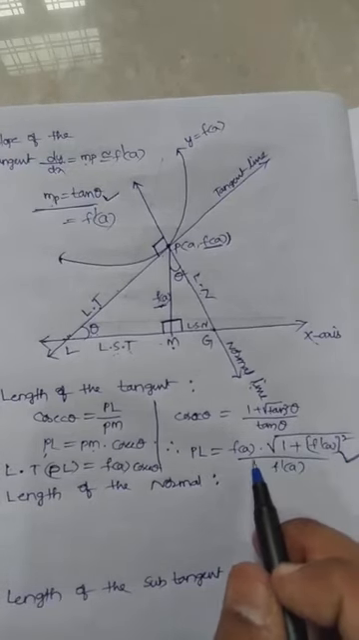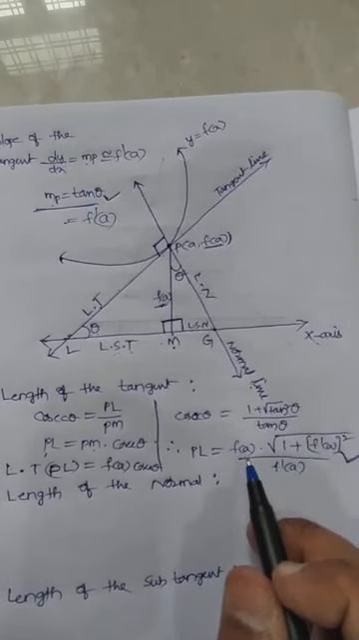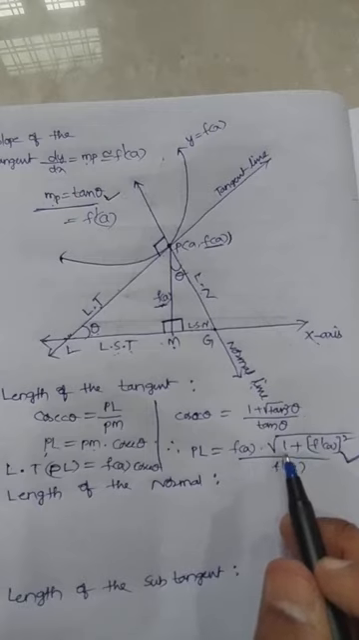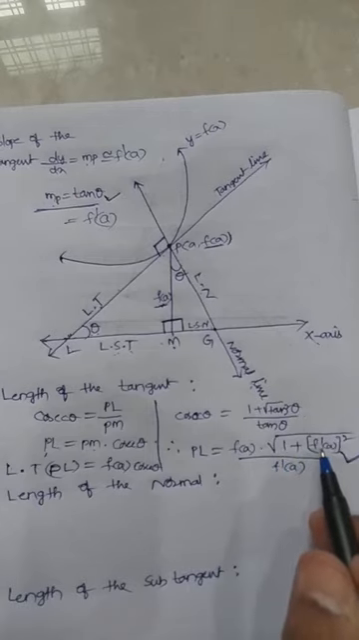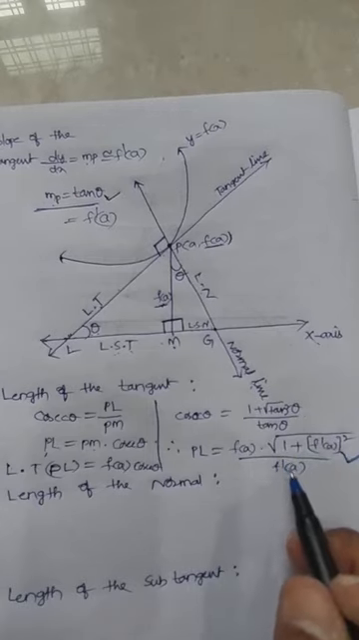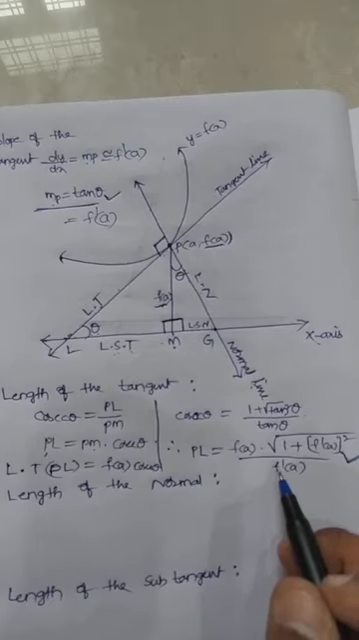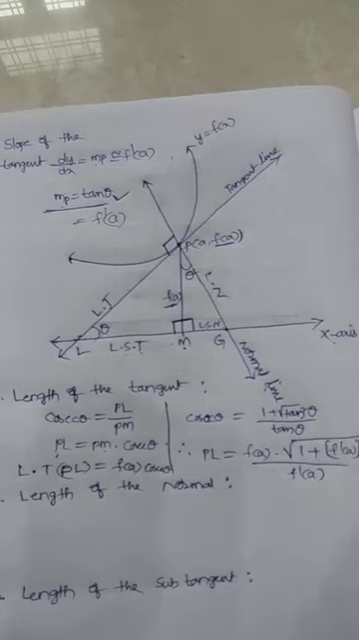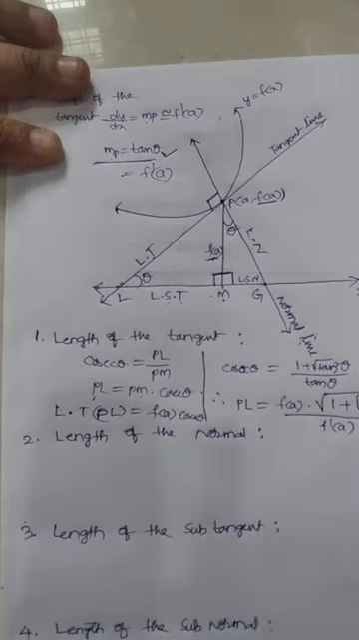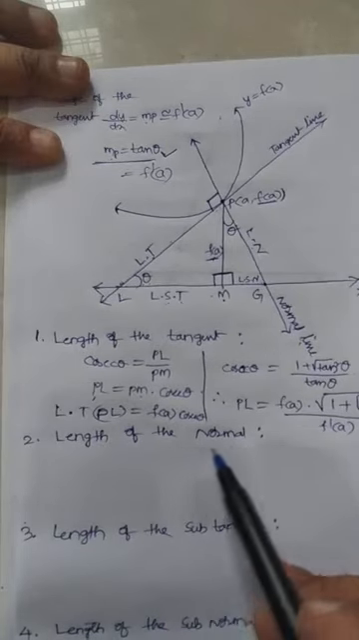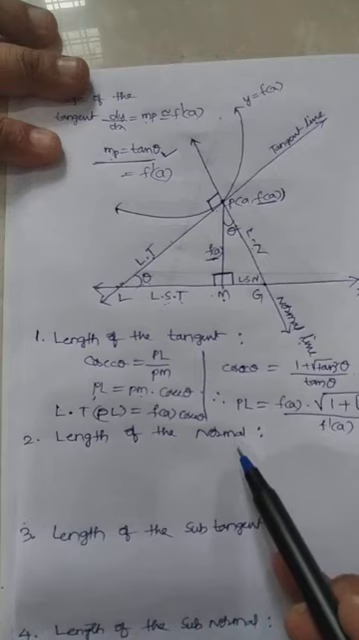The length of the tangent. What is the formula? f(a) into under root of 1 plus f'(a) whole square, divided by f'(a). This is the formula to find out the length of the tangent. Now the length of the normal I am going to find.